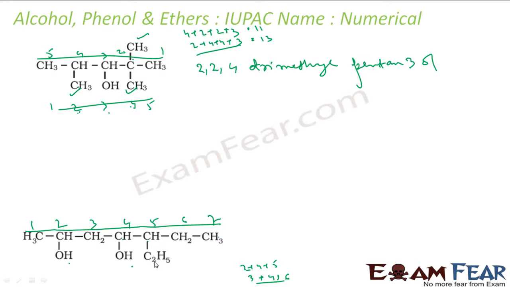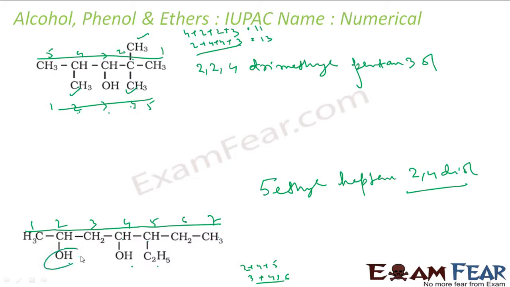Now if I take this pattern, I have an ethyl group at 5th position. So it is 5-ethyl, and then at 2 and 4 I have alcohol. So I'll do that later. The longest chain is 7, that is heptane, and at 2 and 4 I have OH, diol. So the way it works is OH is my primary. I'll write it later here, and apart from that, all the other substituents which I have, in this case the ethyl group, I'll write before.